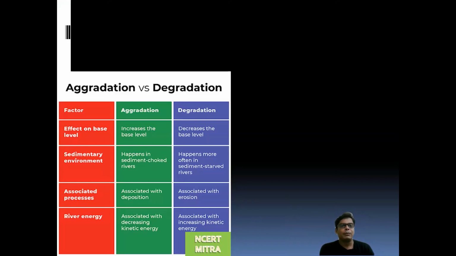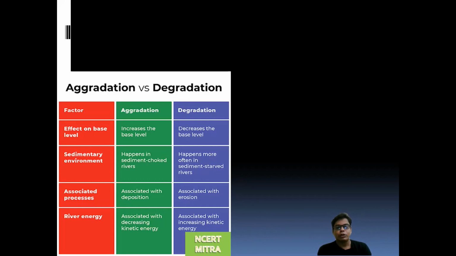Regarding the effects of base level, in the case of aggradation, base level increases. In the case of degradation, base level decreases. Regarding sedimentary environments, aggradation happens in sediment-choked rivers and is associated with a decrease in kinetic energy. The associated process is deposition in the case of aggradation, and in degradation it is associated with erosion. So this thing we have to understand well.